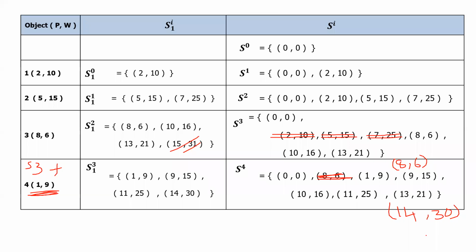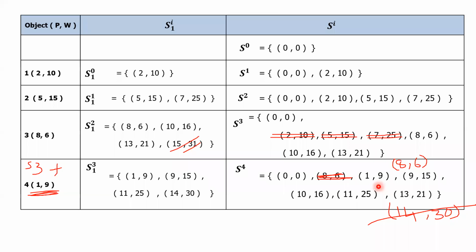Try to perform purging. This is merge and purge. So for that, 14, 30, I'll purge because capacity is more than 25. Okay, it's gone. Then I'll start applying a dominance rule. Dominance rule is the profit should be increasing, weight should also be increasing. So for that, I'm going to compare 0, 0 with 1, 9.